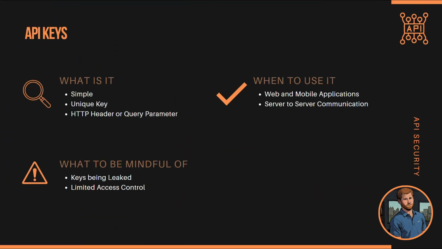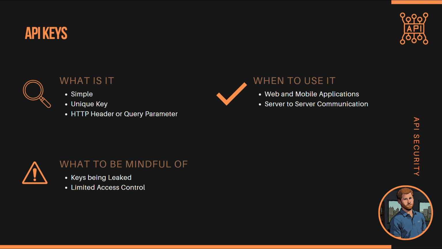At a high level, these are simple, they're lightweight, they're super easy to implement, and they're unique to each user or application, so they can handle both authentication and authorization. You most commonly see them as an element in an HTTP header, or sometimes as a query parameter. The benefits of using API keys are that they're super easy to manage and distribute, and they're a fast way to authenticate and authorize.